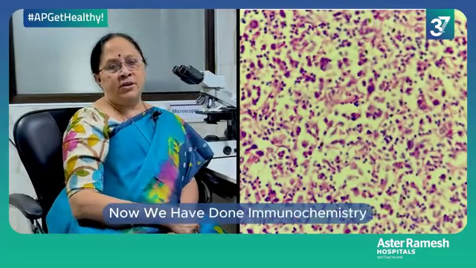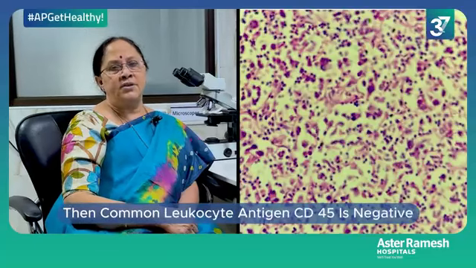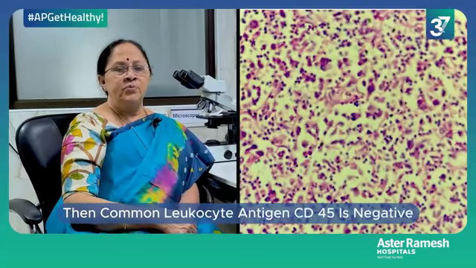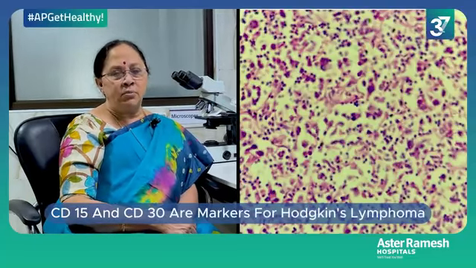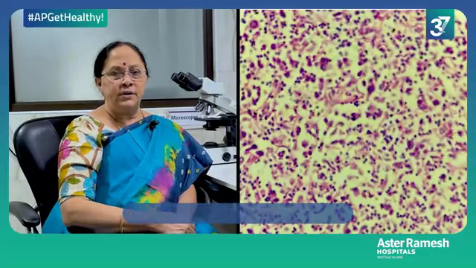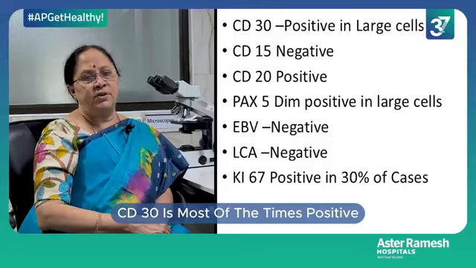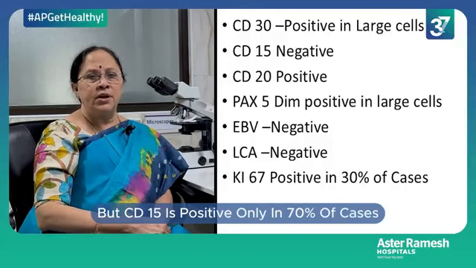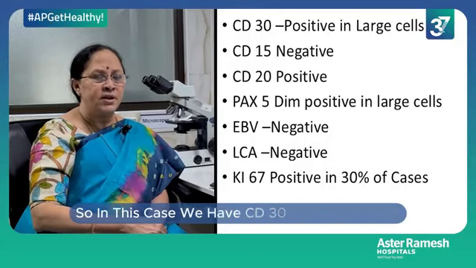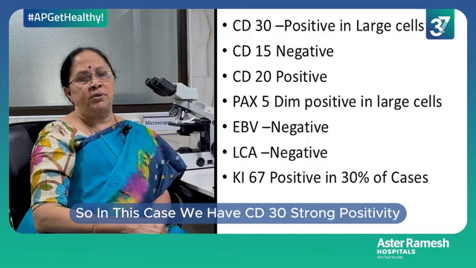Now, we have done immunohistochemistry. Common leukocyte antigen CD45 is negative. CD15 and CD30 are markers for Hodgkin's lymphoma, and that clinches the diagnosis. CD30 is most of the times positive, but CD15 is positive only in 70% of cases. So in this case, we have CD30 strong positivity.